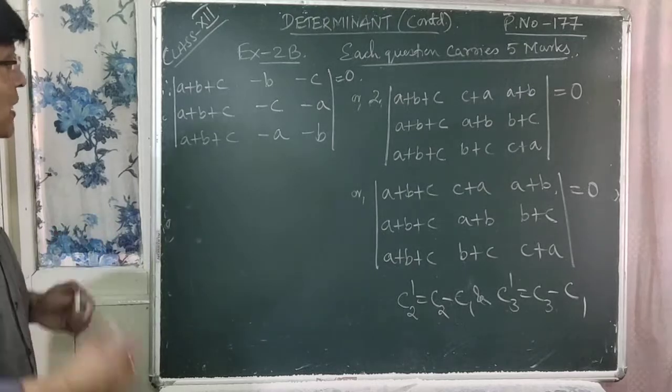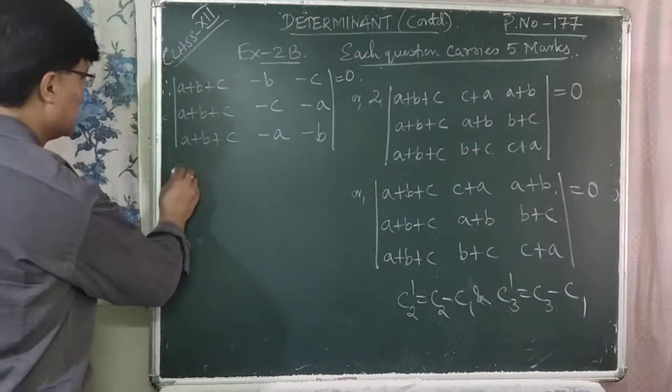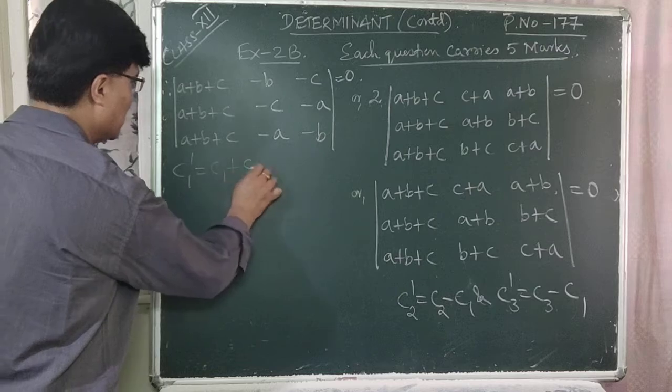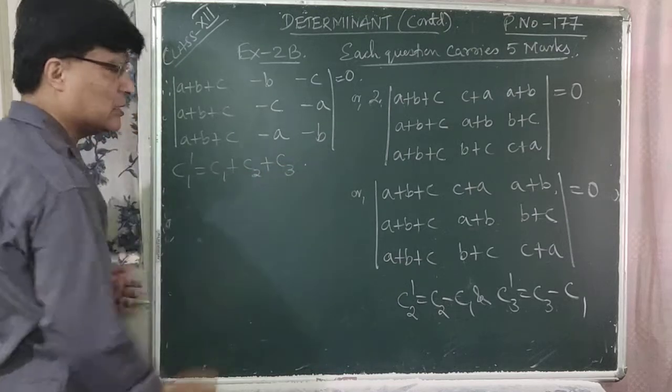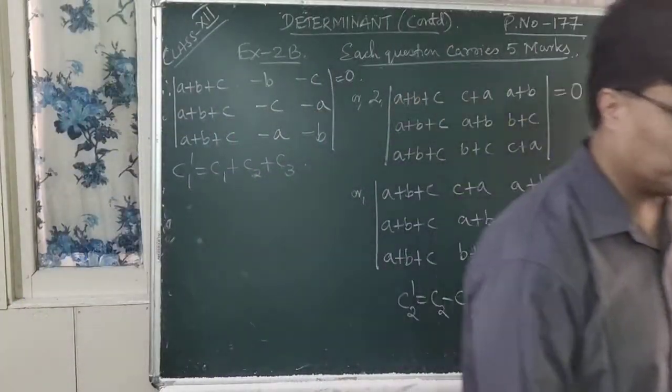So let us use C1 dash is equal to C1 plus C2 plus C3. Let's use this property now.